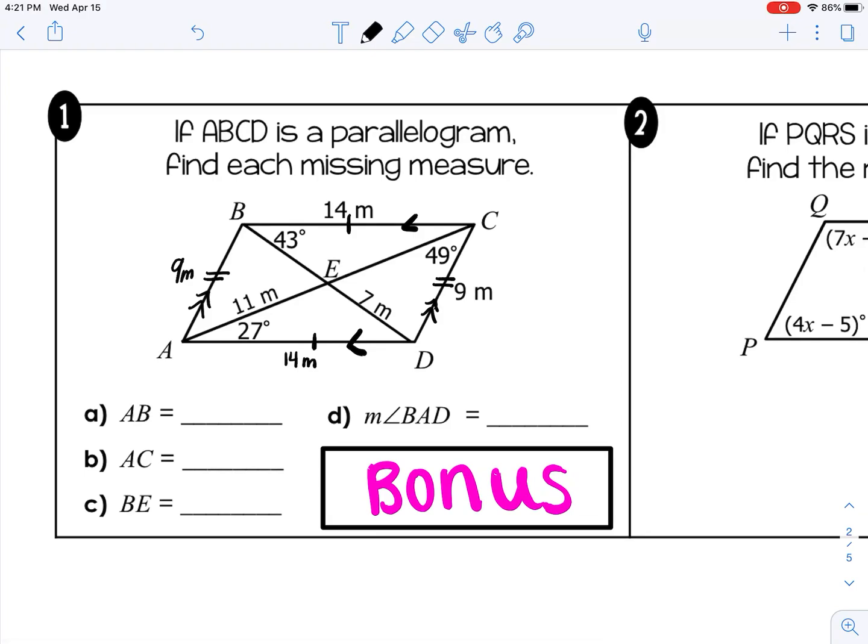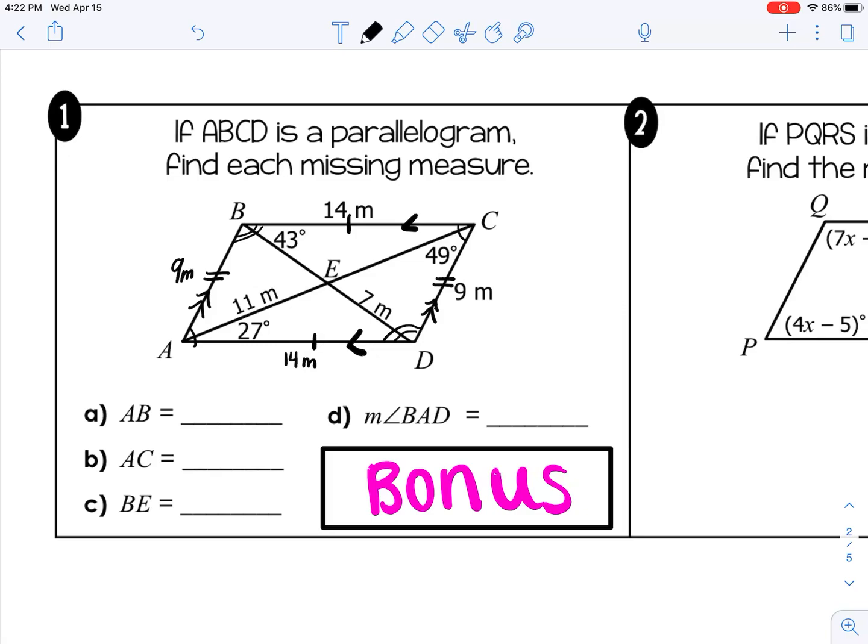Also, going through all of our properties, we know that the opposite angles are congruent. We're going to mark it. The consecutive angles are supplementary. There's no way to mark that. And that the diagonals bisect each other.